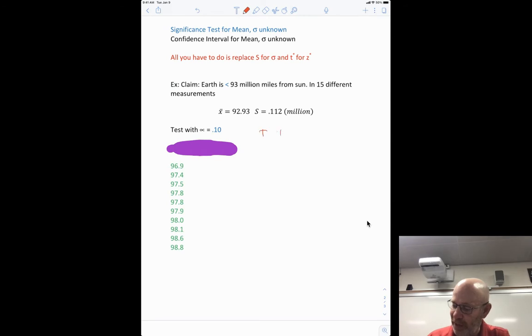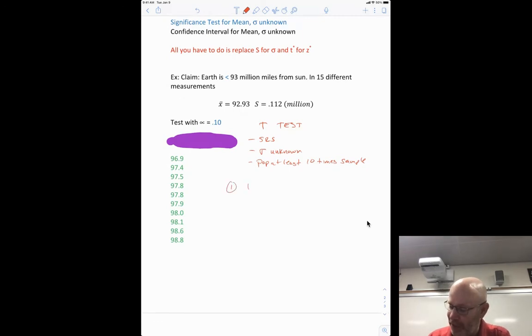So first thing we do is we name it. It's called a t-test. We still need simple random samples, so we're just going to assume that was done. In this one, the standard deviation is unknown. And then like before, the population is at least 10 times the sample, which is not an important thing here. We could be taking millions of these samples. So I'm going to take a bit of a shortcut. My null hypothesis is that the mean is 93 million. Normally I would write that out, right? The alternative is we believe it's less than 93 million.